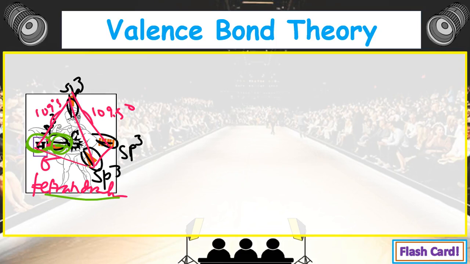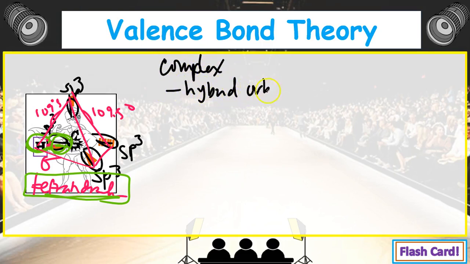We know that. We know when those overlaps happen, shape is going to be informed. So when we're talking about complex ions, we want to think of the same thing. Complex ions, we know that we're going to have our hybrid orbitals, and our hybrid orbitals are going to help us understand shape. And so just keep that in mind as we're going through. All right, folks?